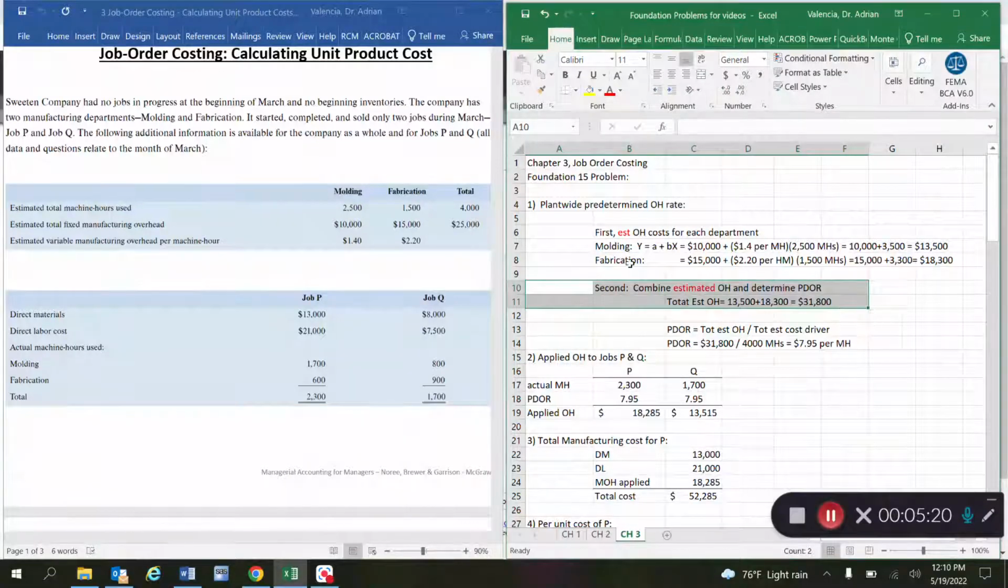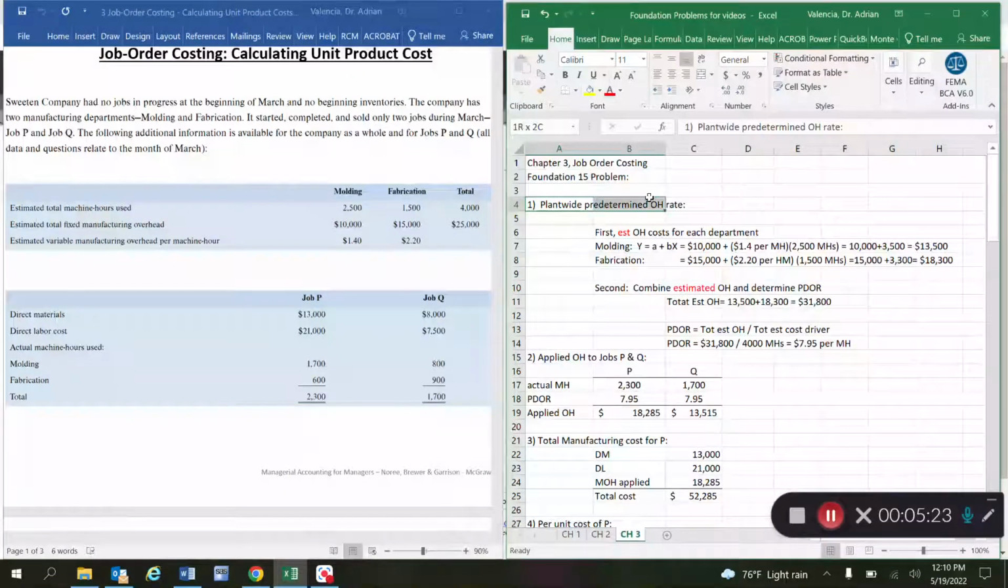Okay, the question is, determine the plant-wide overhead rate. So for your plant-wide predetermined overhead rate, we're going to take the total estimated overhead divided by the total estimated cost driver. So again, I'm going to highlight this in red so that I drive the point across that these are all estimations. I take the 31,800 and divide it by the estimated total machine hours of 4,000, and we get $7.95 per machine hour.